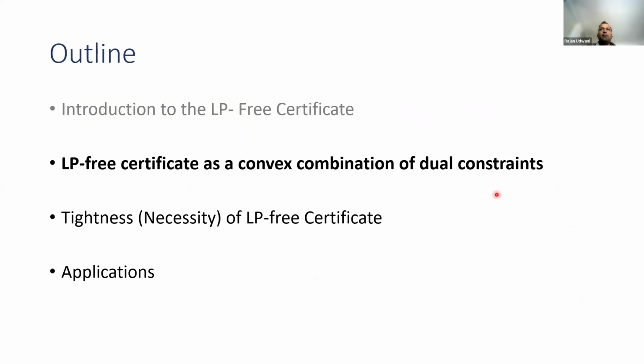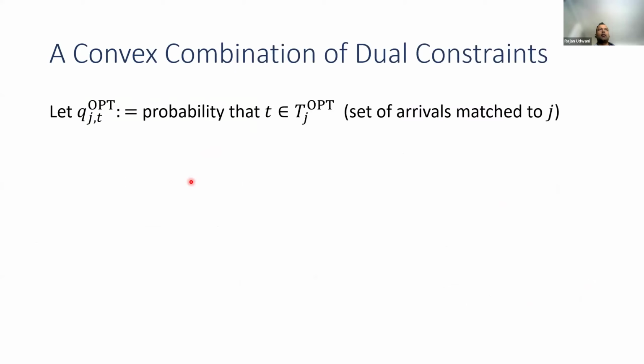All right. Up next, what we'll see is how the LP-free certificate arises as a convex combination of dual constraints, and then talk a little bit about the tightness before applications. To see how this LP-free covering constraint arises as a convex combination of the classic dual, I'll again continue focusing on stochastic rewards.